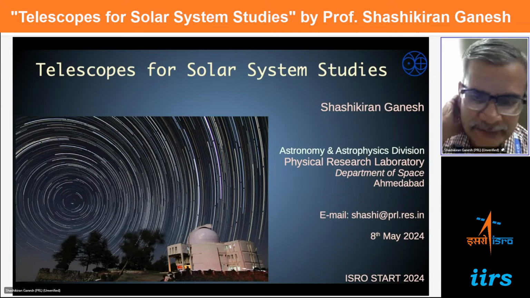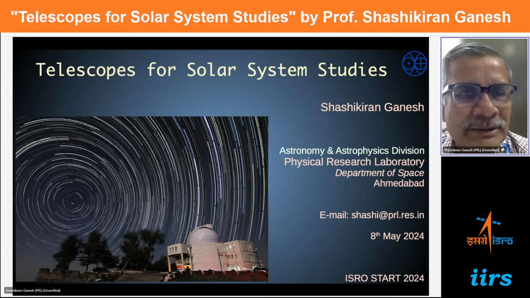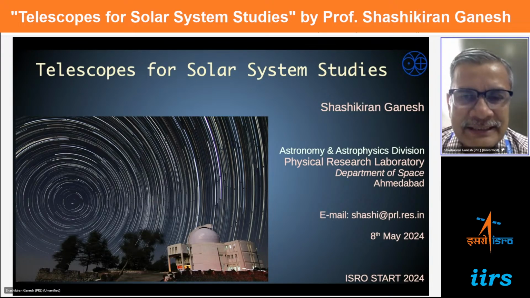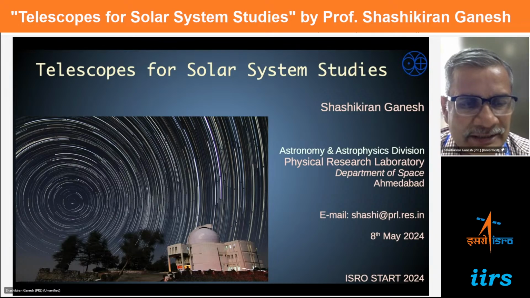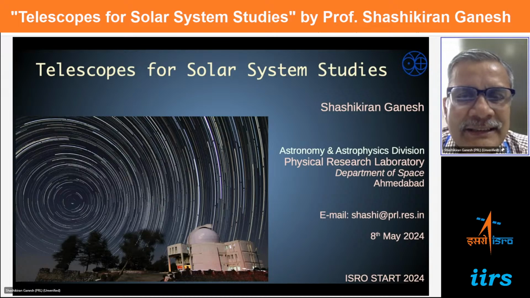Yeah, okay, thank you. So in this talk, what I shall do is talk to you about telescopes of different types, and then also try and tell you what are the kind of telescopes that we particularly need for solar system objects, okay? And why we need, first of all, the telescopes, and what are the special things about them.